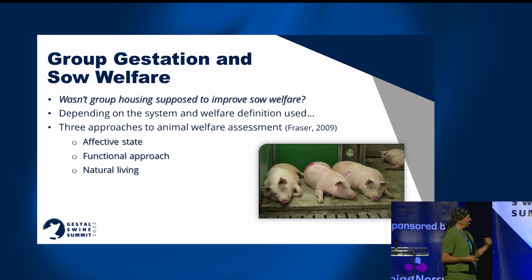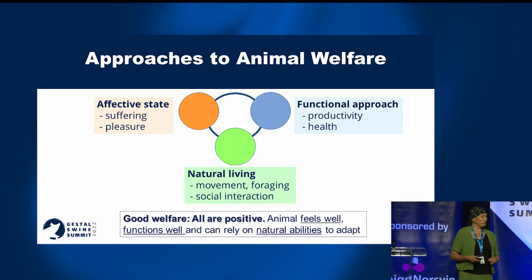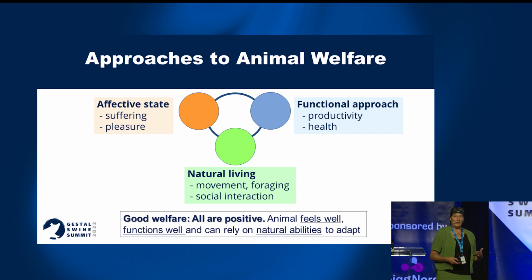Stan Curtis, big fan of this approach. And it's the most practical. It's our day-to-day observations of sows in the herd. But from more of a consumer perspective, we've got natural living. Is the animal able to perform its normal behaviors? Can it move around? Is the sow motivated to forage, interact with the herd, social partners?